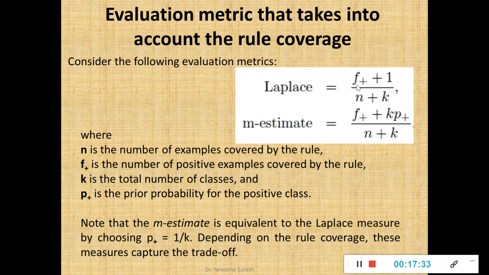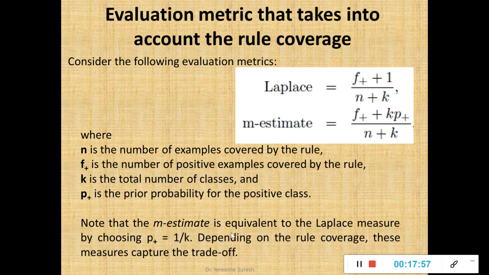So please remember this. N indicates the total number of examples covered. F plus indicates the number of examples covered if they are only positive. And k is the total number of classes. What is k? K is the total number of classes. Positive class, negative class. Fine. P plus is the prior probability of the positive class. So how to calculate these values? We'll see one by one.